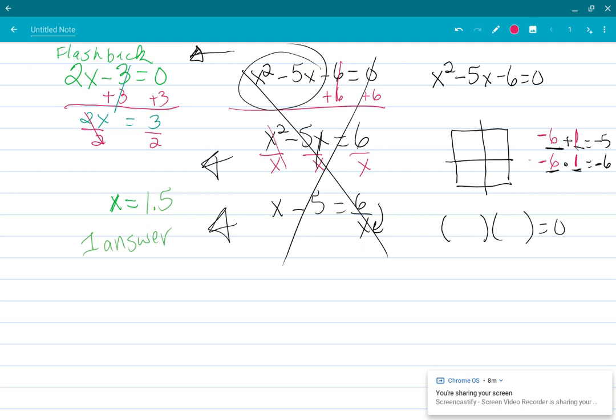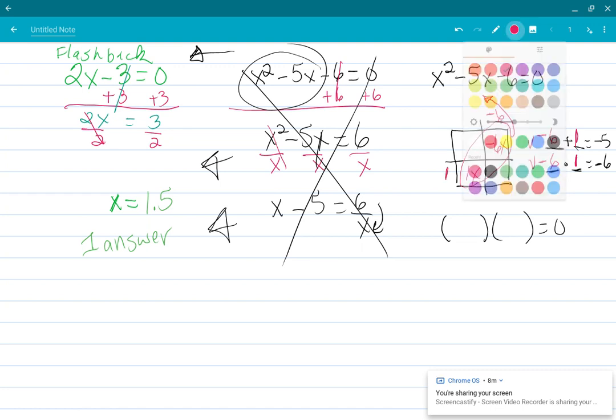So this works, and so does this work. Therefore, this is going to be -6x, and this is going to be 1x. Because these two, when you add them together, it equals -5. And if you put -6 here and 1, that equals -6.